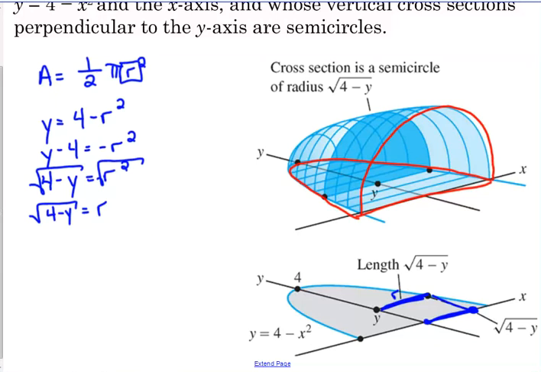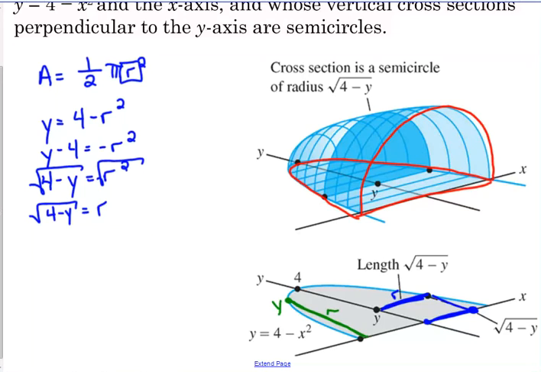It's always going to be related somehow to the function. If these semicircles were perpendicular to the x-axis, then the radius would simply be the y-coordinate, right? If they were perpendicular this way, if that were our radius, well, that is the y-coordinate up there, from the x-axis to the curve. But this time they're perpendicular to the y-axis, so that radius is the same as the x-coordinate.